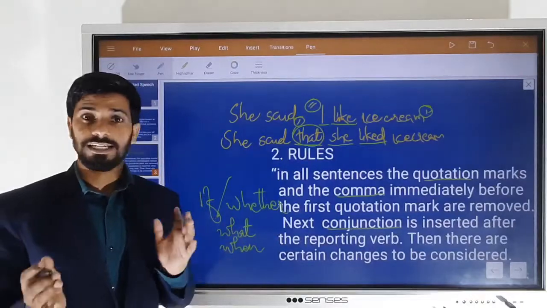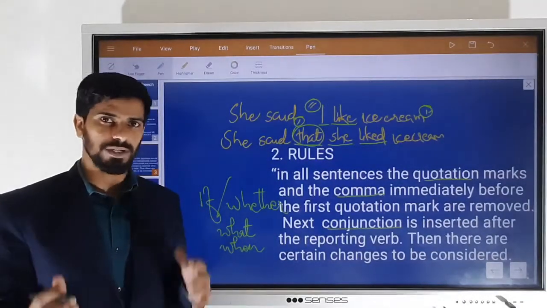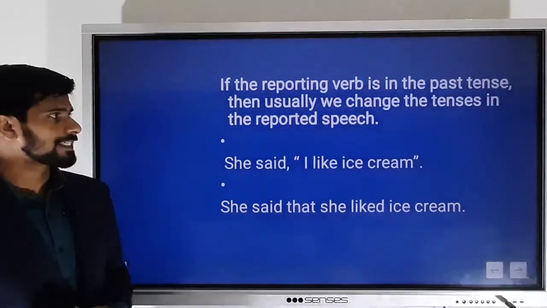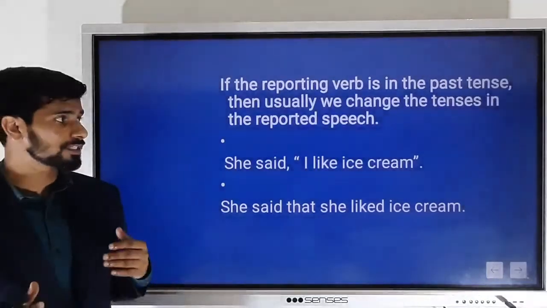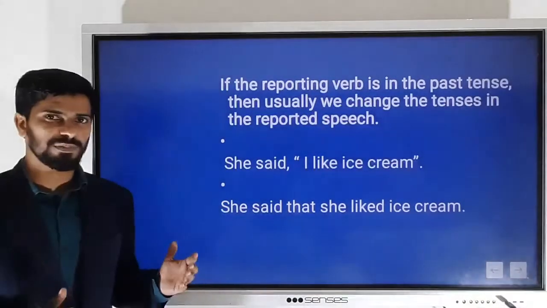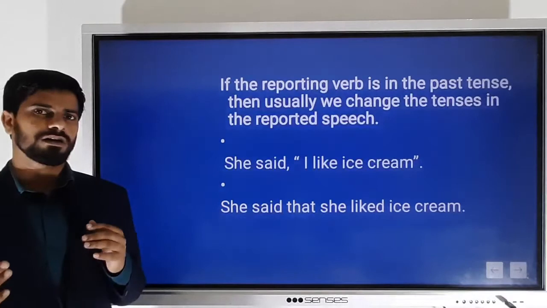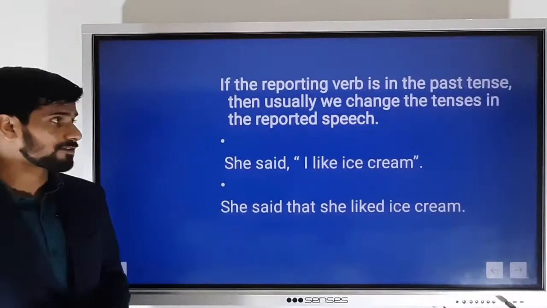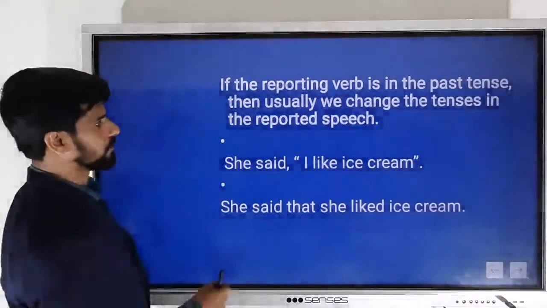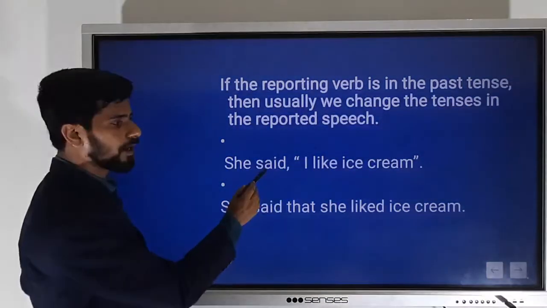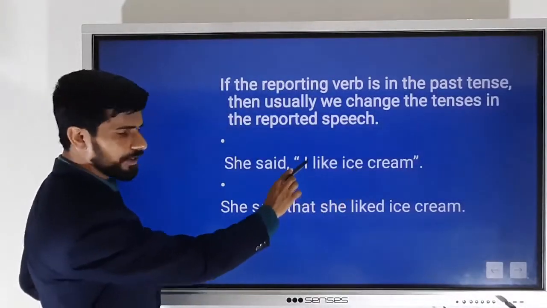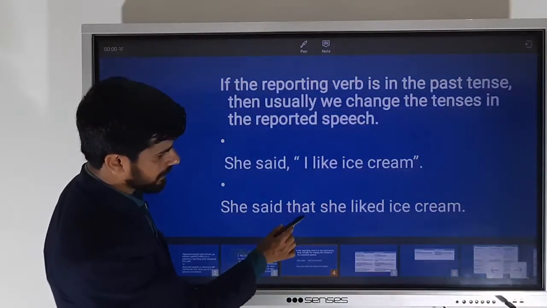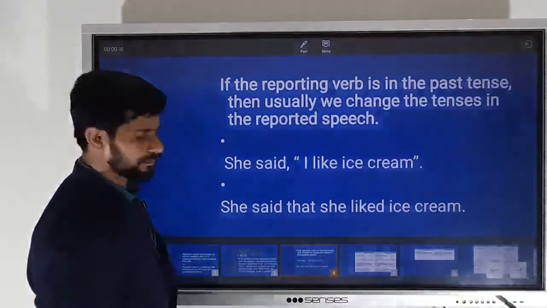And as there are changes in time, changes in words that show places, right? Okay, look here. If the reporting verb is in the past tense, then usually we change the tenses in the reported speech. We change the present tense into past tense. Said is the reporting verb here. And as this is in past, I like ice cream. So when we convert this sentence, we have changed it to: she said that she liked ice cream.